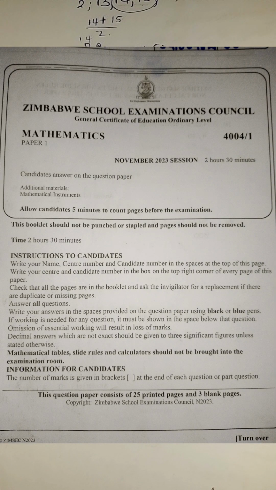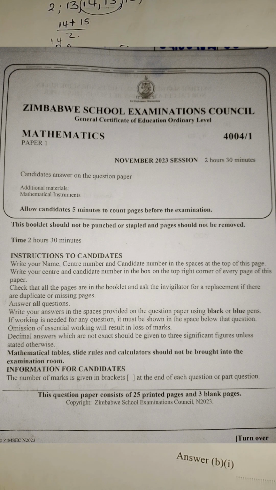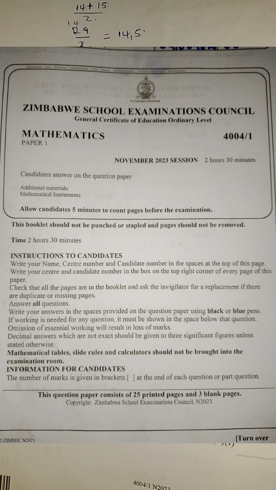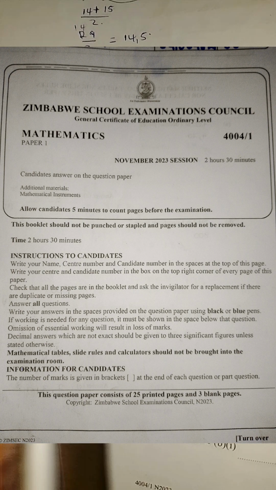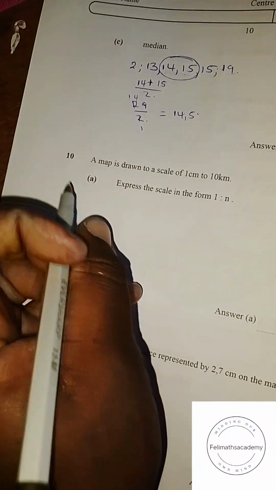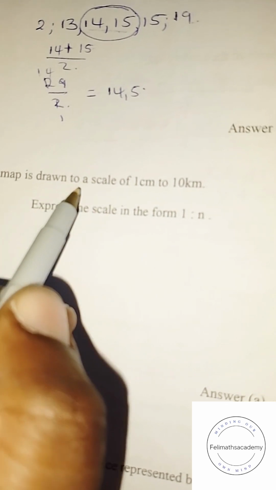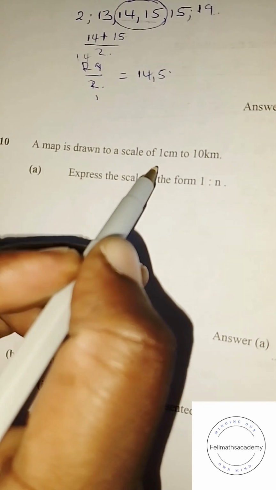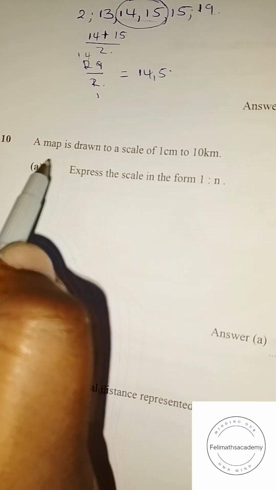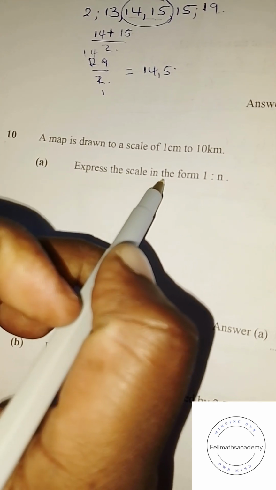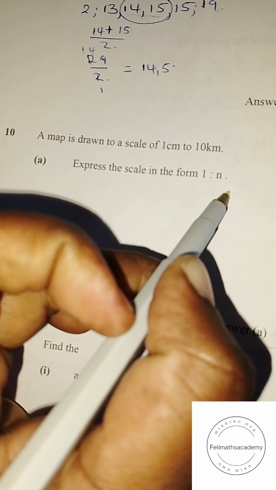Welcome once again. This is a continuation of the 2023 November paper 1 O-level mathematics exam. So we are going to continue from number 10. A map is drawn to scale of 1 centimeter to 10 kilometers. A: express the scale in the form 1:n.